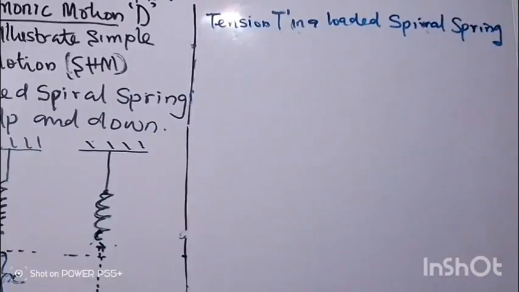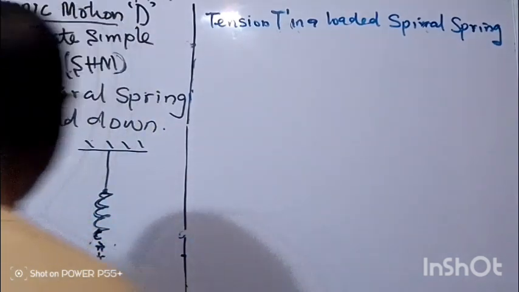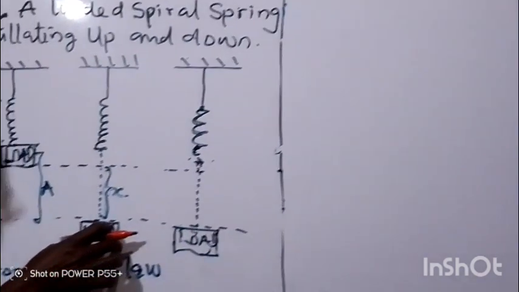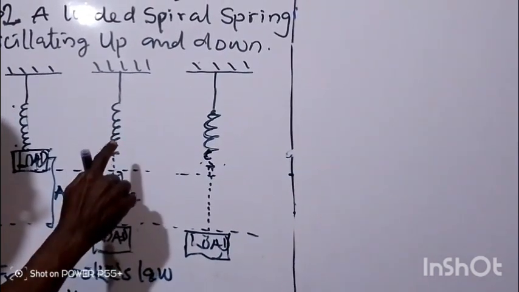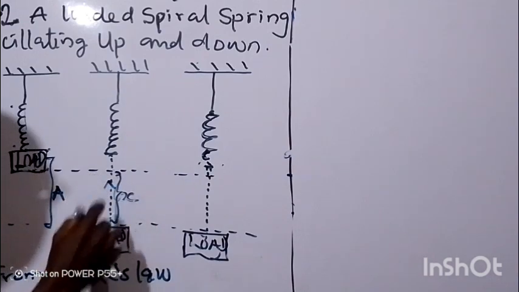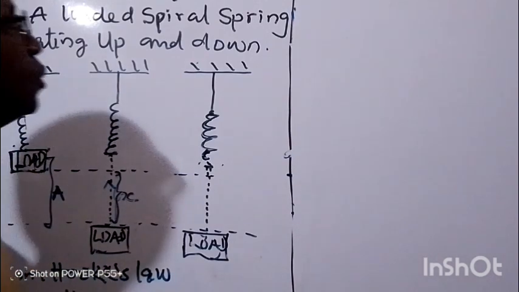The next thing we are going to consider under this loaded spiral spring is the tension T in a loaded spiral spring. When a load is hung on this spiral spring, there must be a vertical force that pulls the load upward to balance the motion. So the vertical force is what you call tension. And tension also is a force.